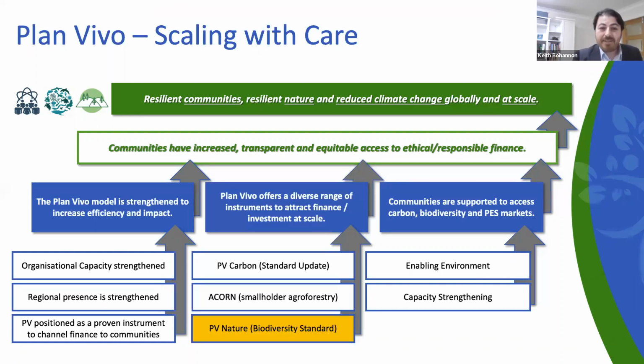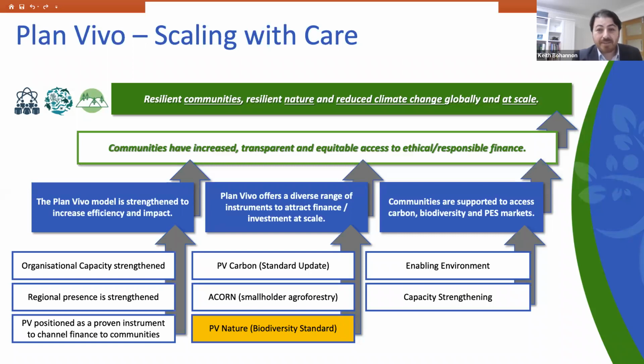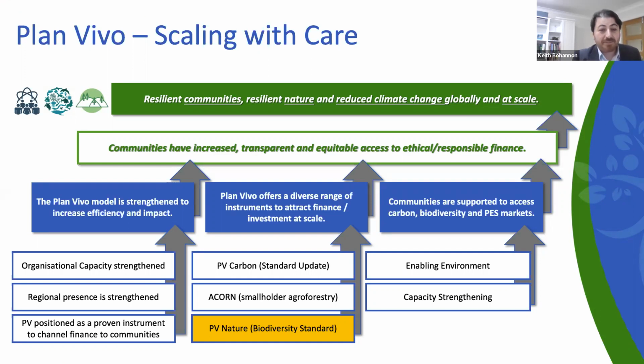And the last pillar is really looking at the services we offer, and this is really what we're talking about today. So we have the Plan Vivo Carbon Standard. We also have an exciting partnership with Rabobank on Acorn, which is about using innovative approaches for smallholder agroforestry. And now we bring you PV Nature, which will be our first ever dedicated biodiversity standard.